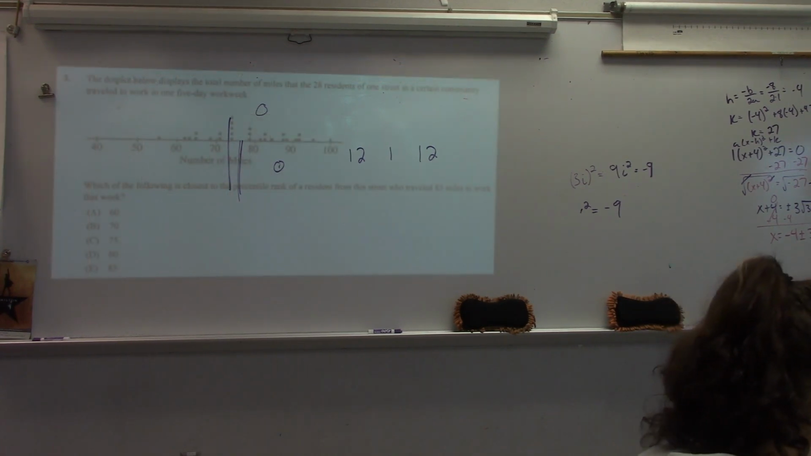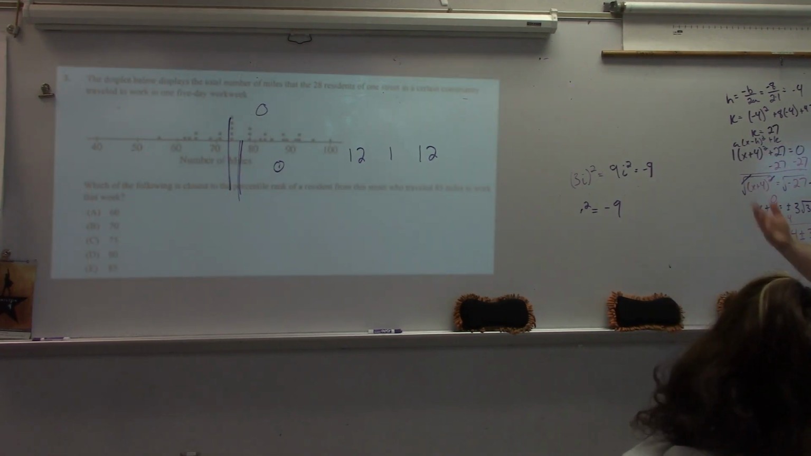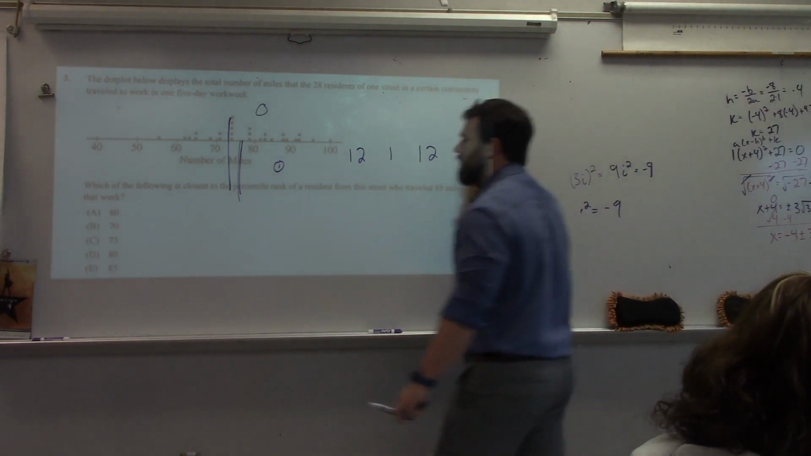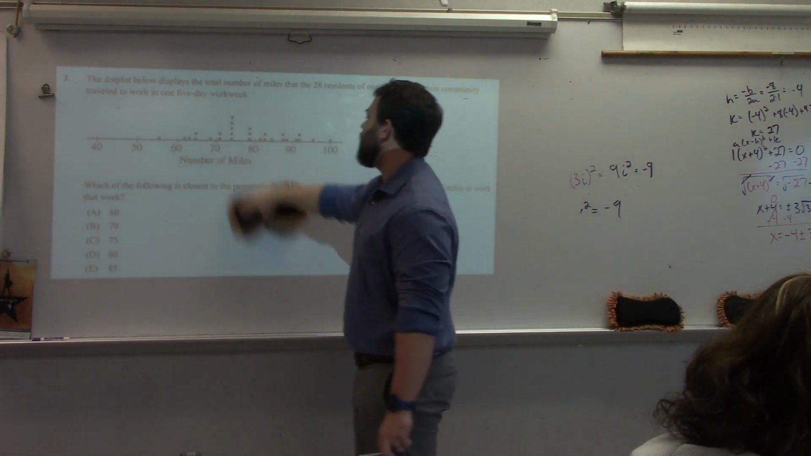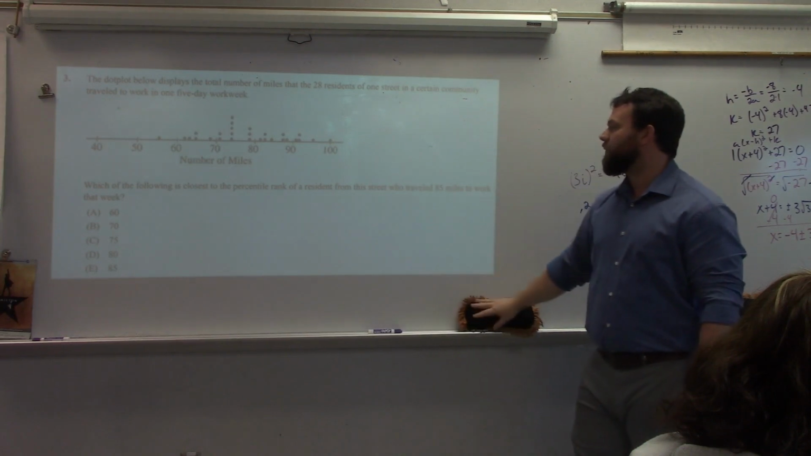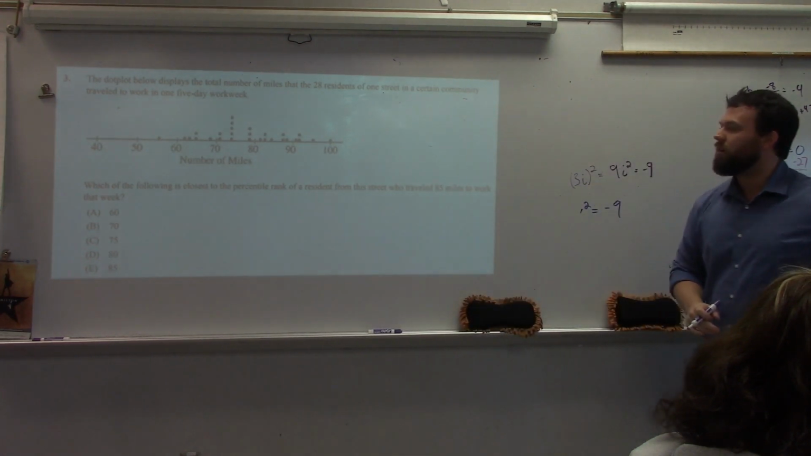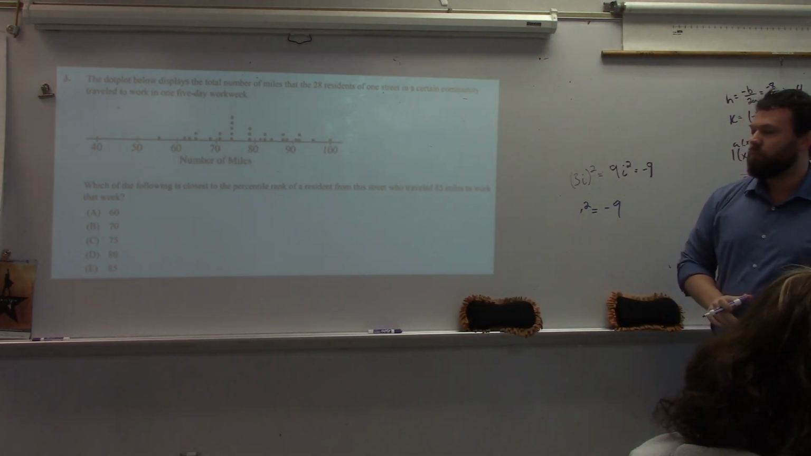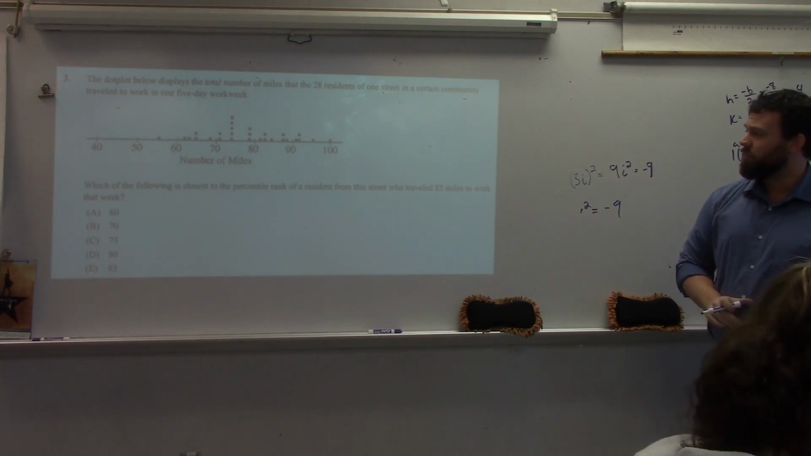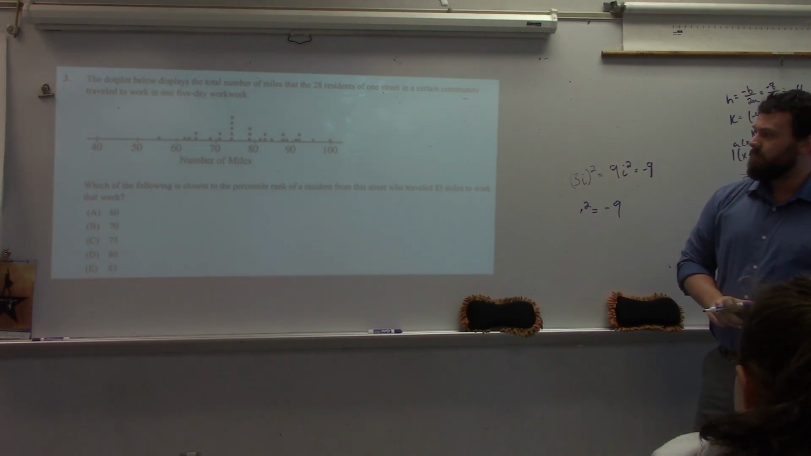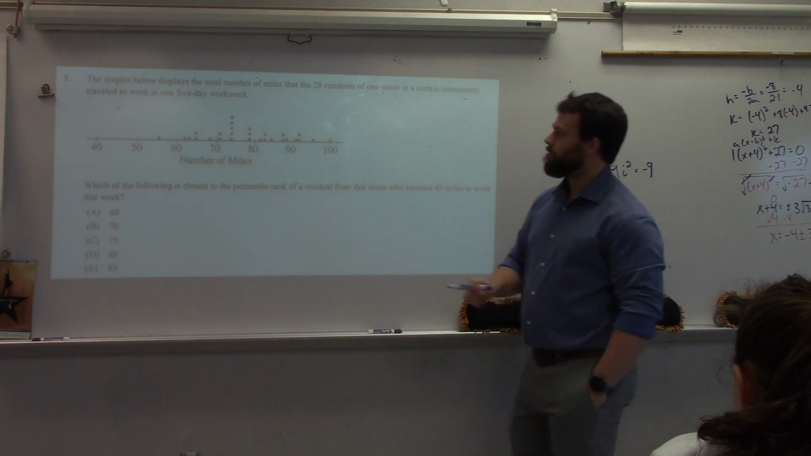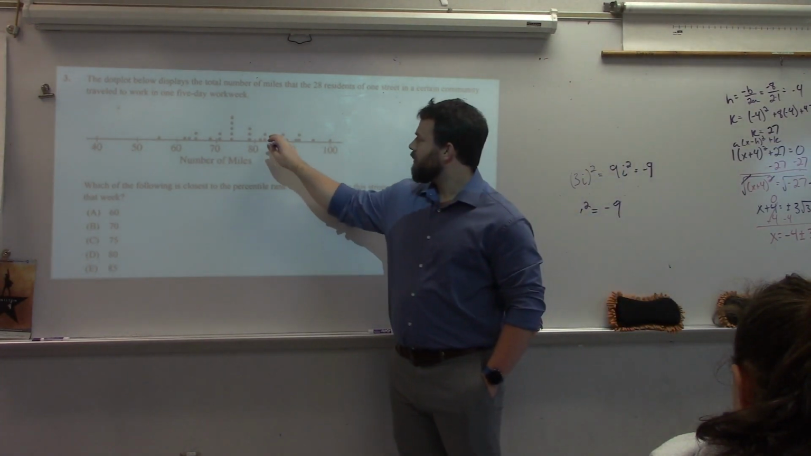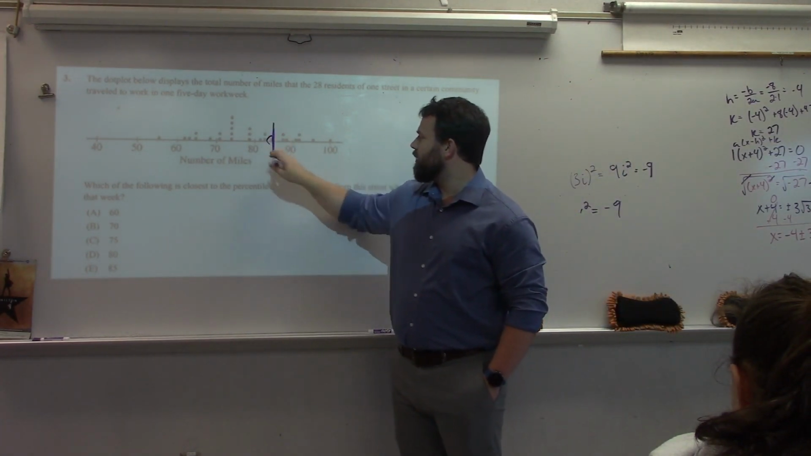Alright, so which of the following, now this is another question though that we do need to be aware of. Which of the following is closest to the percentile rank of a resident from this street who traveled 85 miles to work this week? I said 70. You said 70? Why 70? So I had 28 total, so I just counted out to 85. Yeah, so remember, 85 would be here, right?